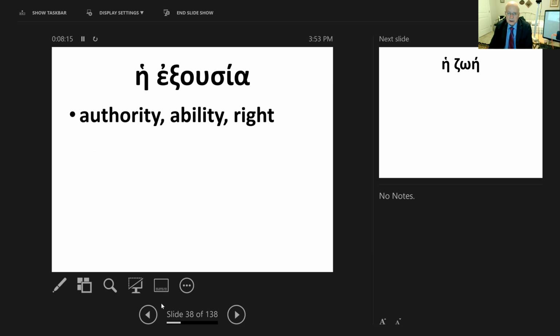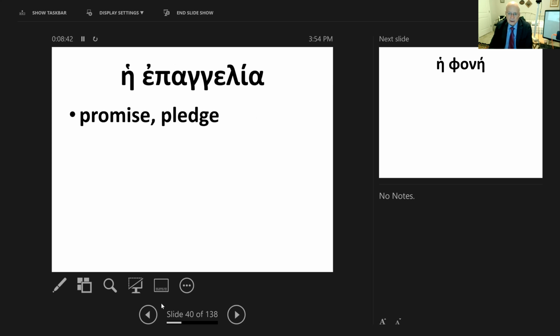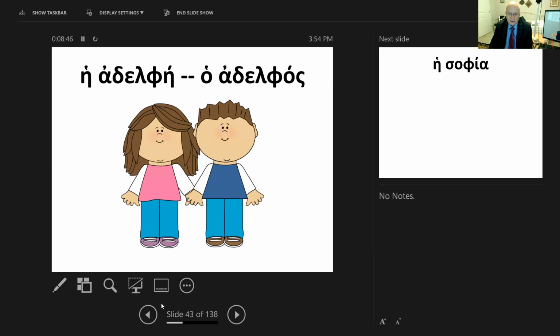It's the one that's used in John 1:12. To those who believed in him, he gave the authority or the right to be children of God. It is our standing that we have in Christ. It is not so much power as it is the right. And of course, any power comes from the right to be. Zoe means life. And the rest of these words you can find in the lexicon.